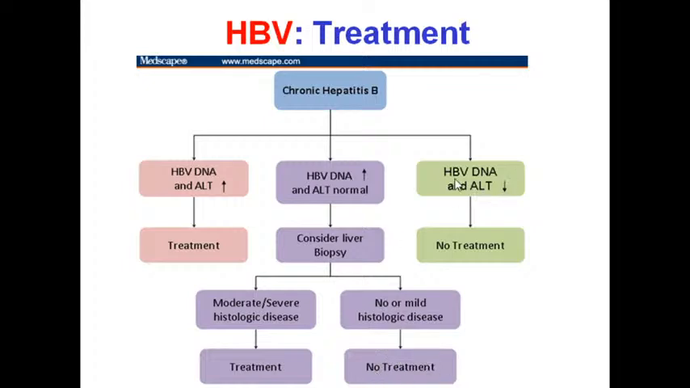Then if the hepatitis B DNA is found by PCR and there is no active elevation of ALT and AST, we don't need treatment. But when the DNA of hepatitis B is found and ALT is very high, then we need to perform the treatment of hepatitis B, my dears.